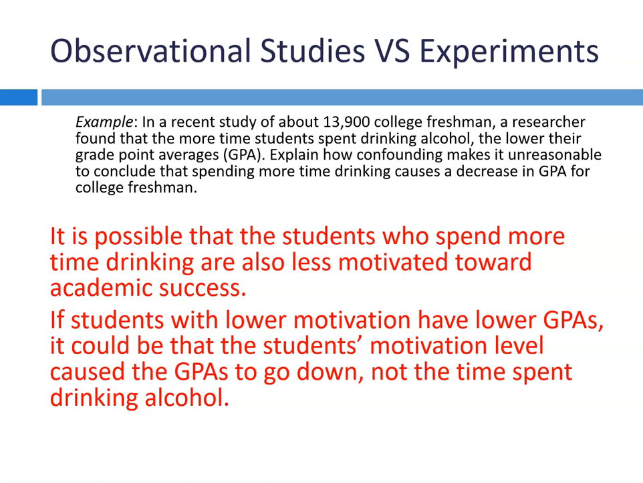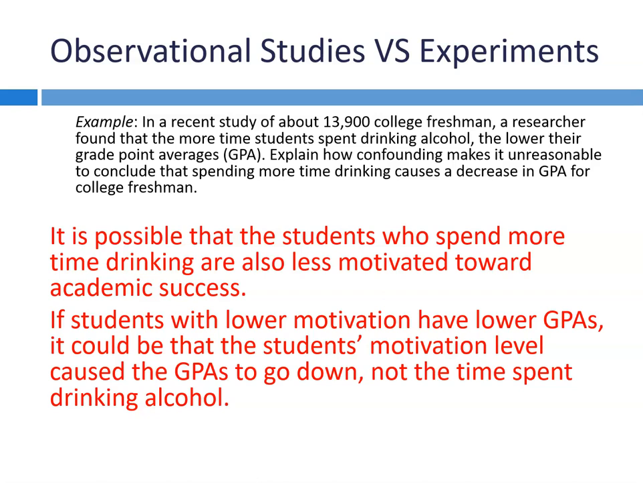Now, is this true for everybody? No, but it's possible. Also, if students with lower motivation have lower GPAs, it could be that the students' motivational level caused the GPAs to go down, not the time spent drinking alcohol. So, in this case, that lower motivation is going to be the confounding variable. It might not be the amount of alcohol that they drink that causes the lower GPA, but it might be this hidden confounding variable that might be kind of blurring our results.